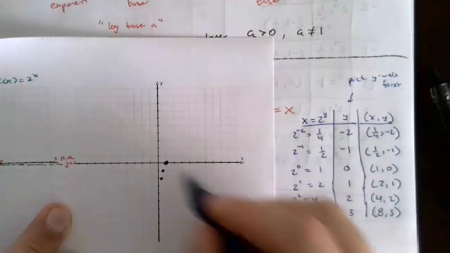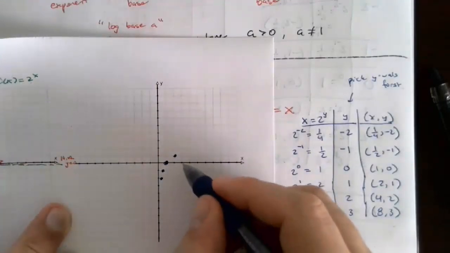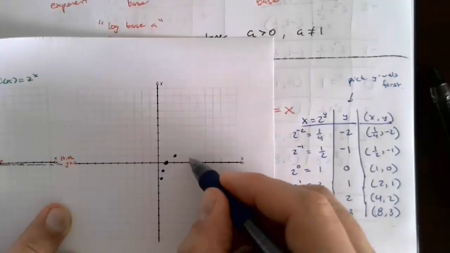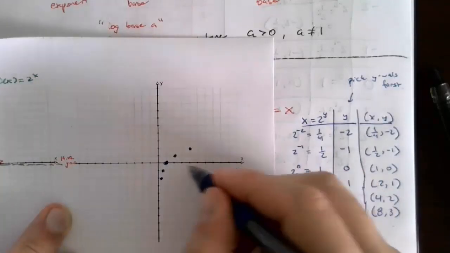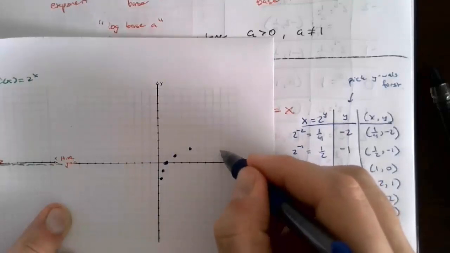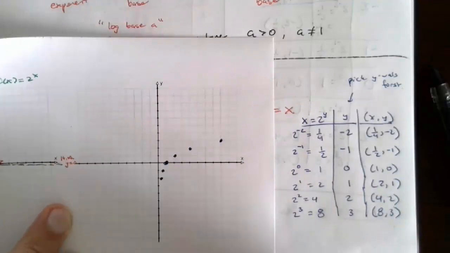2, 1, the x value is 2, the y value is 1, would be here. 4, 2, so the x value of 4, the y value would be 2. And 8, 3, so the x value of 8, the y value of 3 would be there. And you have a curve, and you'll draw through it, with arrows on the ends.